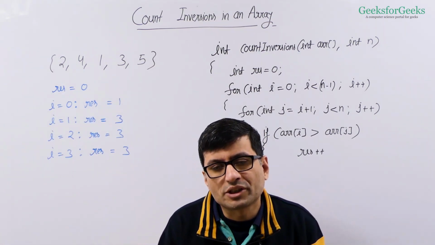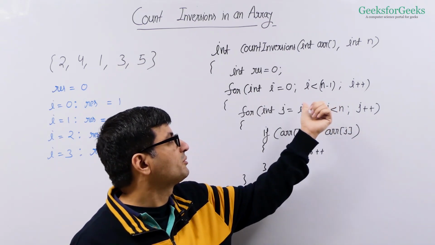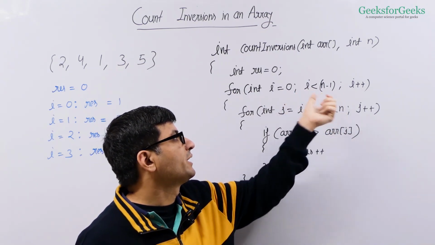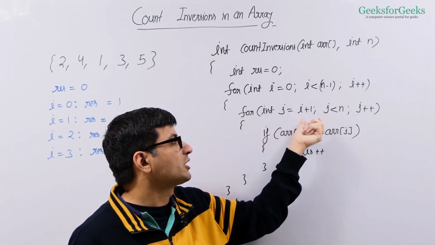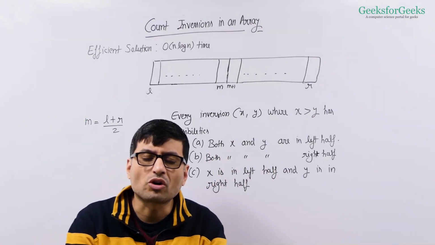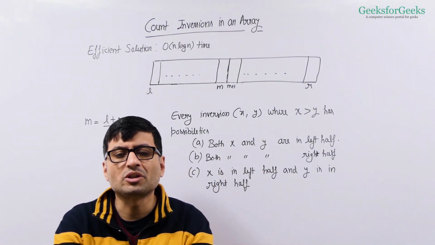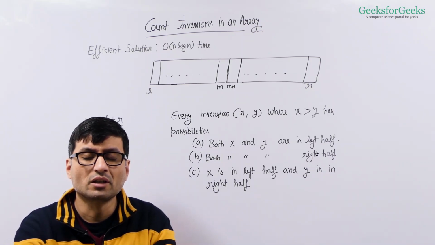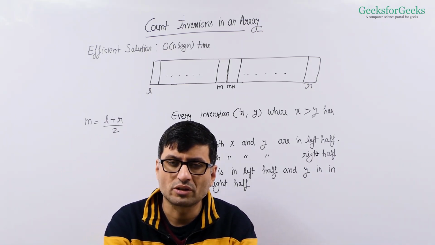Now what is the time complexity of it? We have nested loops. The outer loop runs from 0 to n-2 and the inner loop runs from i plus 1 to n. So it's clearly big O of n square. Let us now talk about an efficient solution to count inversions in an array. The idea is based on merge sort.